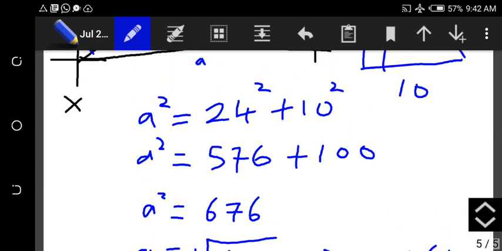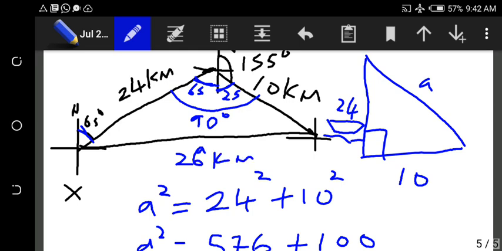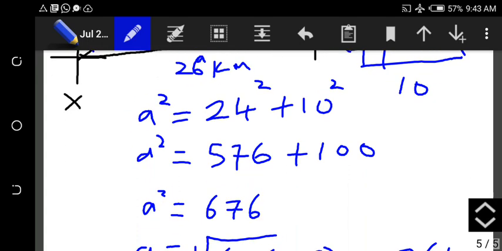So it then means that the boat at this point is 26 kilometers away from its initial point, from the origin. So from here it moved 24 kilometers to this point, moved another 10 kilometers to this point. Now it is 26 kilometers away from its point of origin. So this is a typical problem that we have on bearing and distances.